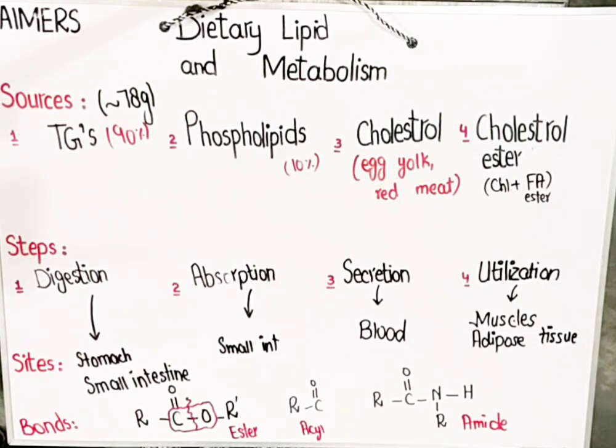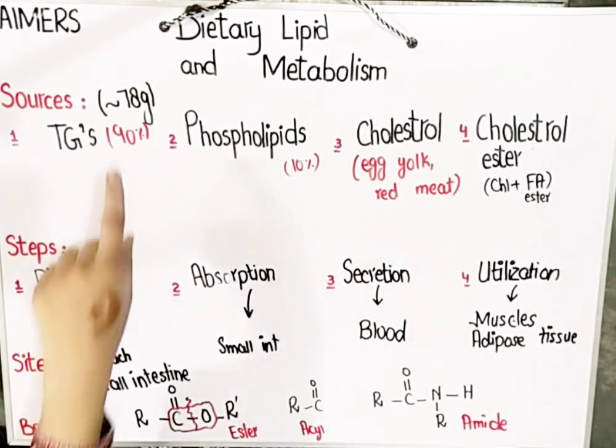What we have studied till now is in our chapter on dietary lipids and metabolism. It means we are going to talk about exogenous lipids, because lipids are also synthesized within your body. We're not going to talk about the metabolism of the lipids synthesized in your body. We are going to talk about the metabolism of lipids taken from the diet, and the dietary intake of lipid per day should be approximately 78 grams.